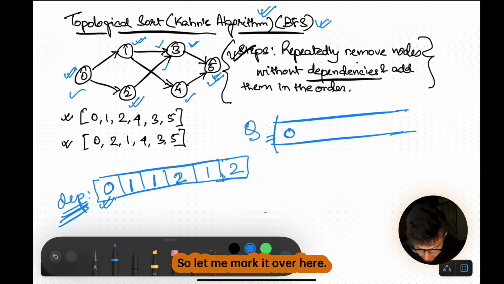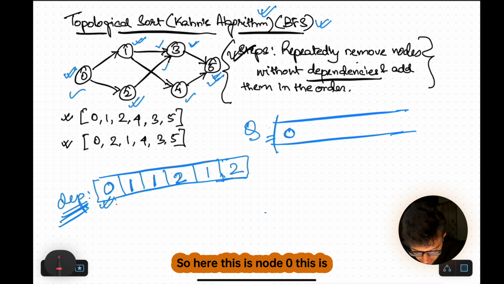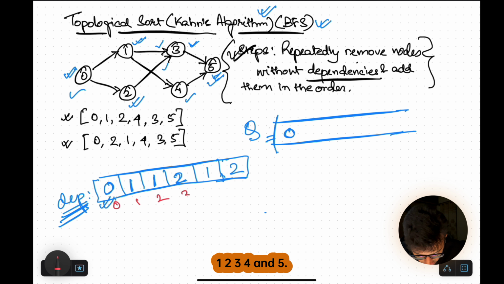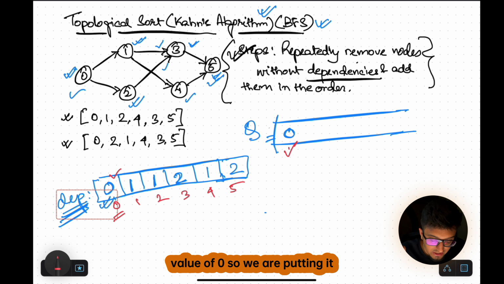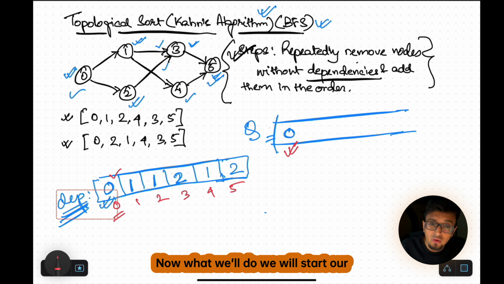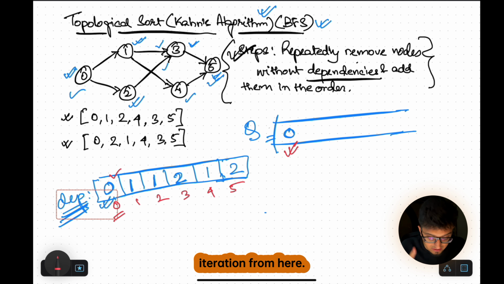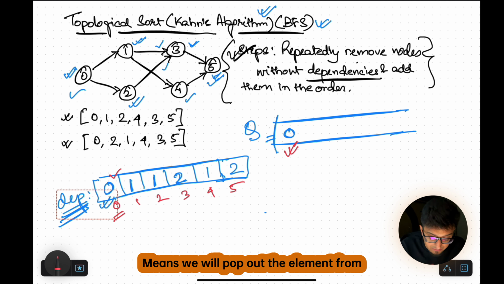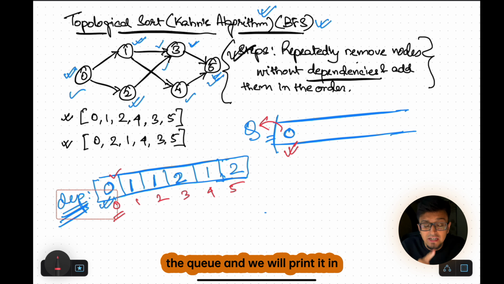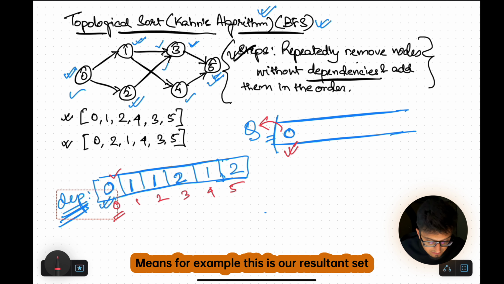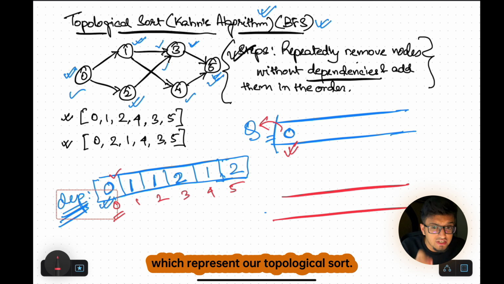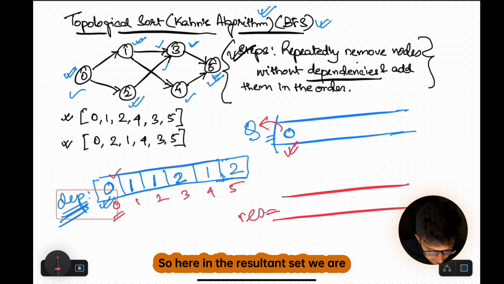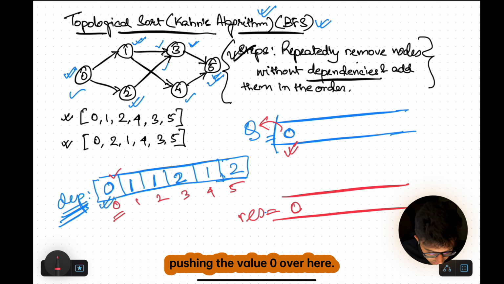Got it? So let me mark it over here. Here this is node 0, this is 1, 2, 3, 4 and 5. Since node 0 has the dependency value of 0, we are putting it in the queue. Now we will start our iteration from here. We will pop out the element from the queue and we will print it in our resultant set, which represents our topological sort. So in the resultant set, we are pushing the value 0 over here.